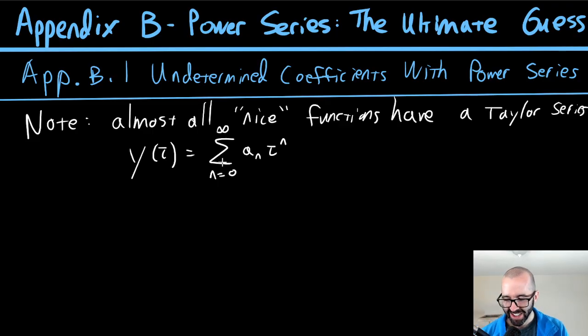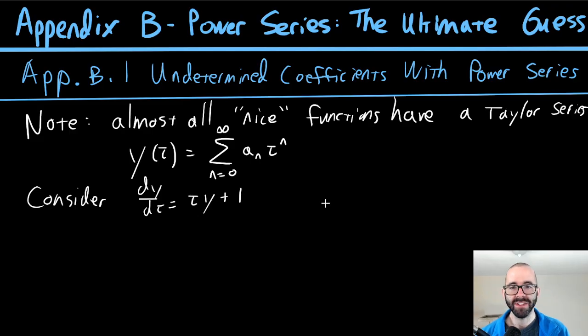Now, let's look at a problem. All right. I want you to consider this problem. Consider the problem of dy/dt equals ty plus 1. All right, so this is a pretty simple differential equation. It's linear. It's not separable. It's not autonomous. It's first order and linear. How bad can it be?